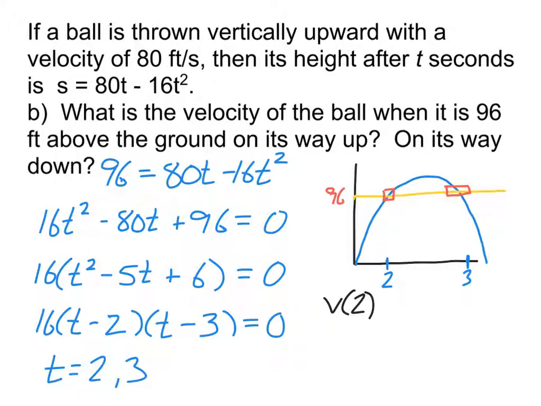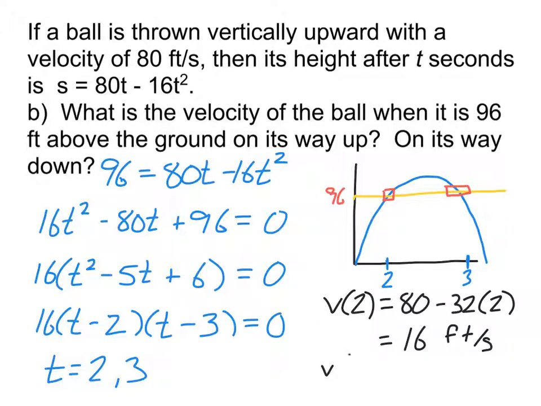So I'm going to figure out v of 2. I already know what the velocity function is. That was 80 minus 32t. So I'm going to do 80 minus 32 times 2. So v of 2 ends up giving me 16. And we know our velocity here is measured in feet per second. So that's my velocity when it is on its way up. Positive velocity on the way up. Good sign. They should match.